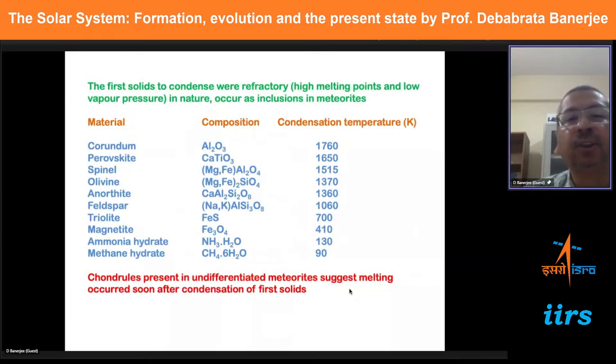So the condensation temperature is shown. So the first solids to condense, as you can see from the condensation temperatures, were refractory, so high melting points and low vapor pressure in nature. And they occur as inclusions in meteorites. So the first set of solids are called calcium aluminum inclusions. Okay? And the aluminum-26 composition has been measured in calcium aluminum inclusions.